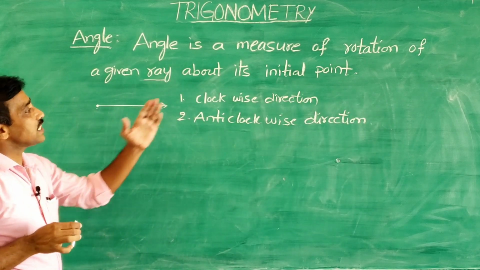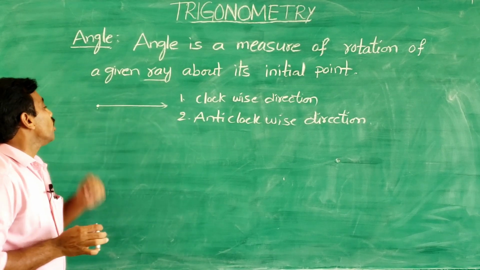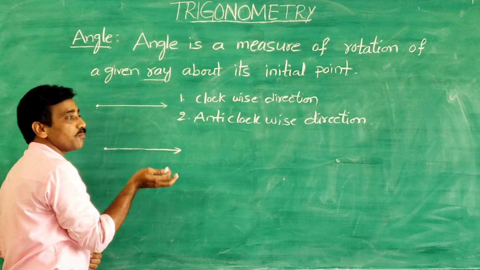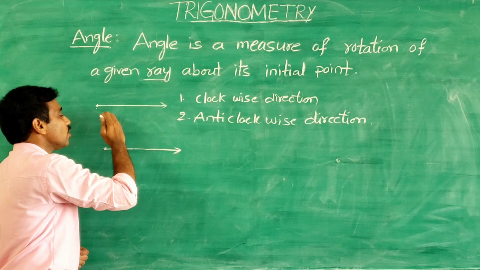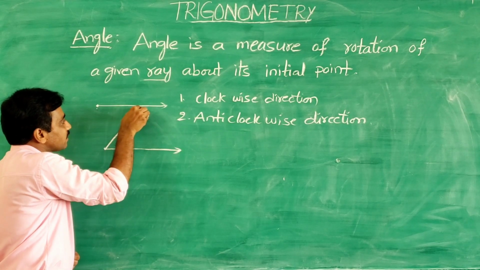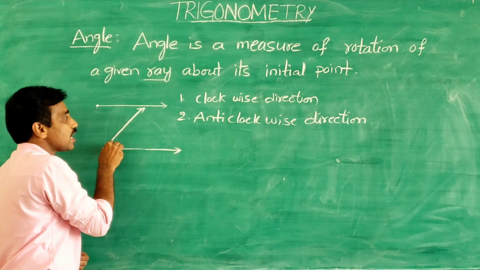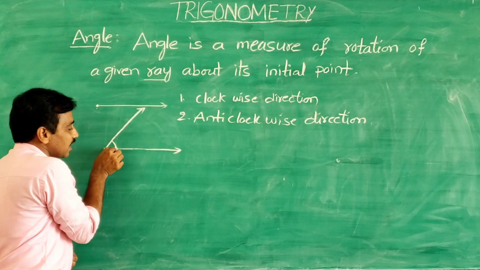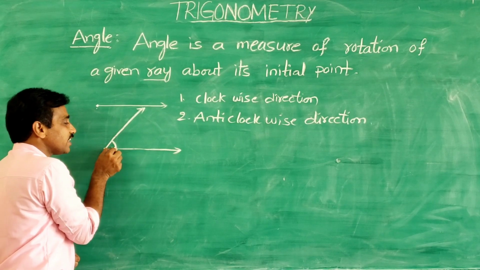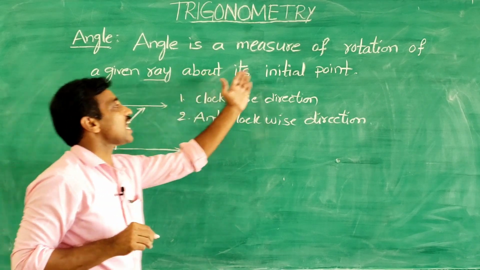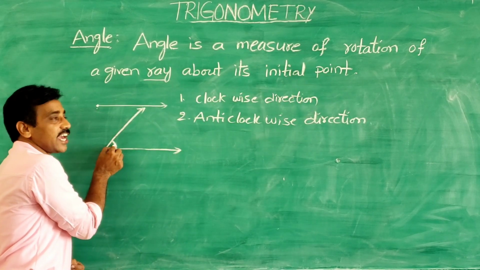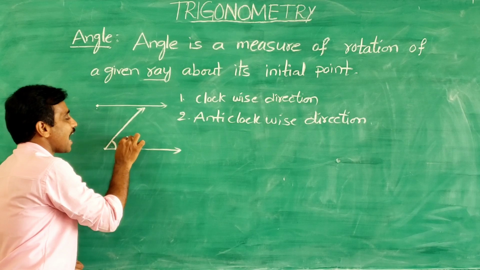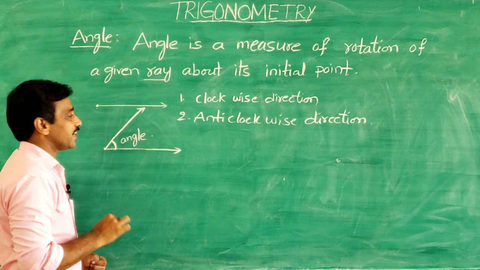Okay. Now, measure of rotation of a given ray. If we rotate the given ray through some distance, then we get the final position of the ray like this. We rotate with some measure. Now here, how much rotation did we do? We did this much of rotation. This much of rotation is called angle.